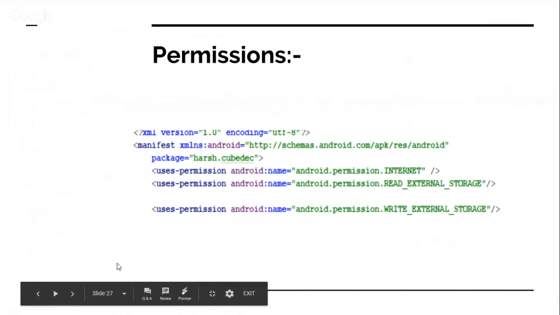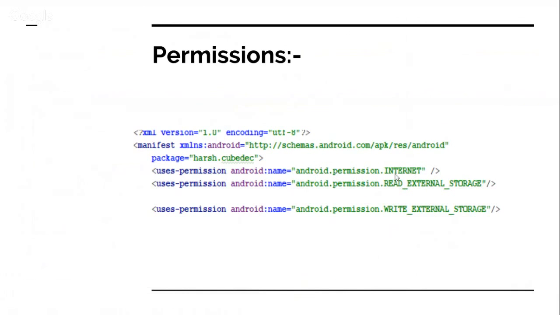We do this using user permission with android:name, for example android.permission.INTERNET for internet, and android.permission.READ_EXTERNAL_STORAGE. This helps the app read that particular storage. Again, it doesn't have the write option; it will only be able to read. If you want to write a file inside your app, then we need to write another line of code for write external storage.